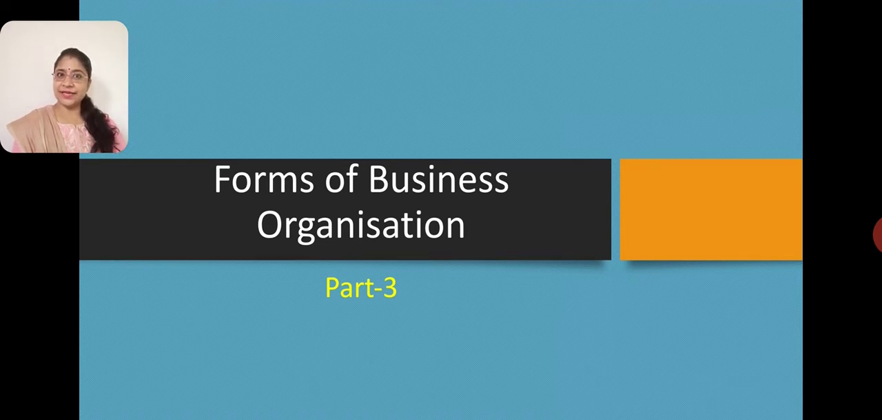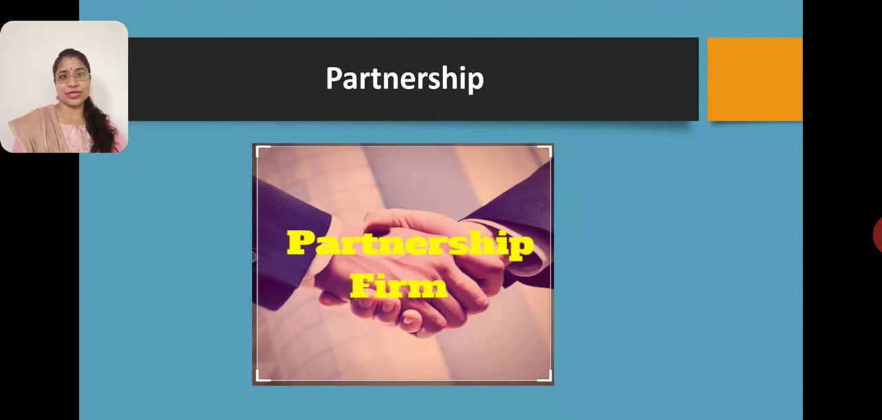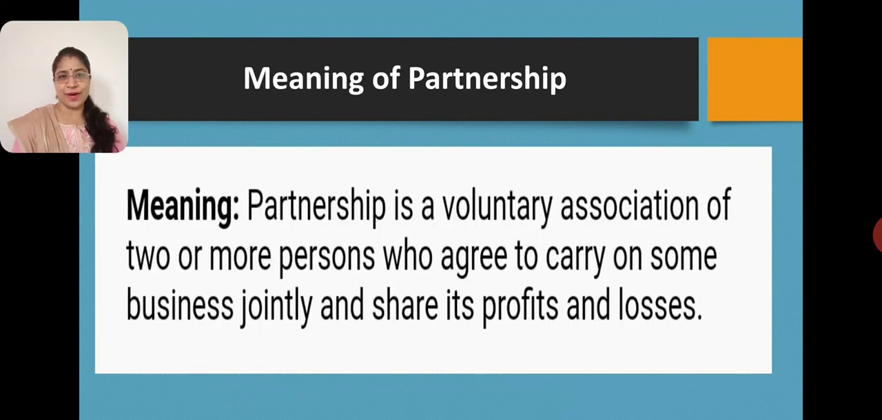We have studied two forms of business organization, that was sole proprietorship and joint Hindu family firm, and let us move towards the third form, that is partnership. When we think about partnership, it clicks in mind there may be two persons or more than two persons. So it is clear in your mind partnership requires minimum two members. Let us go further and see some detail of partnership.